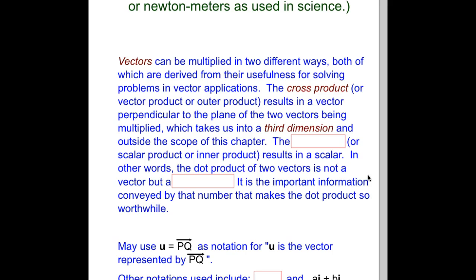But vectors do come back. Not in the first year of calculus, but second and third year you'll hit some work with vectors, and you'll look at cross product. What we are going to focus on is called the dot product, or the scalar product, or the inner product. The dot product just gives us a scalar, just a plain real number. It's not a vector, just a real number. Okay? It can be positive, it can be negative, it can be zero. It's just a number. It is the important information conveyed by that number that makes the dot product so worthwhile.